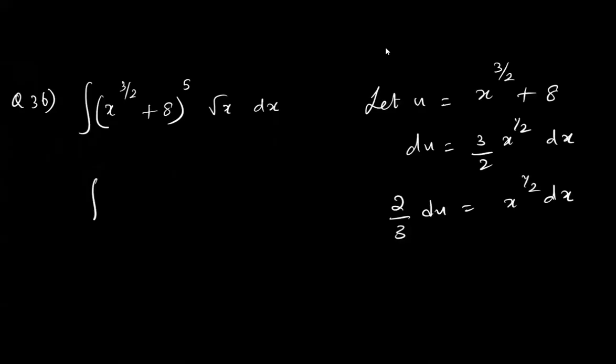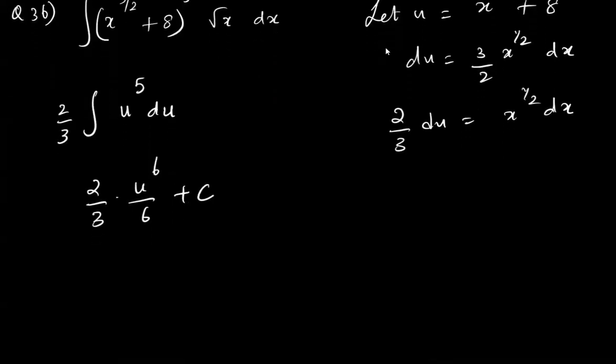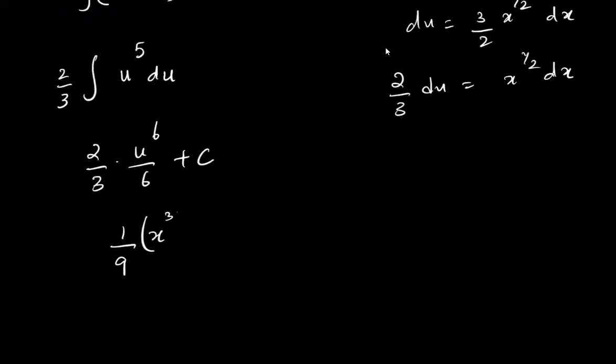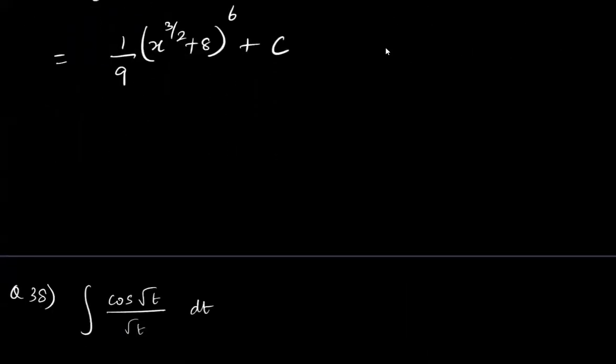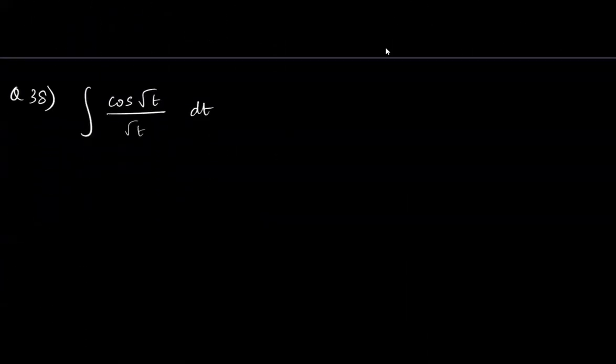Okay, so then this will become u to the power of 5 du, but the 2/3 will go here. So then I have 2/3 u to the power of 6 over 6 plus c, which is 1 over 9, x to the power of 3 halves plus 8, the whole thing to the power of 6 plus c, is my final answer. Always check by differentiating if you're not sure, okay?